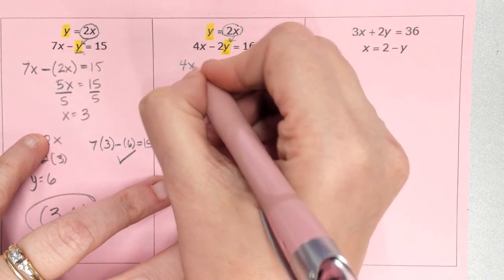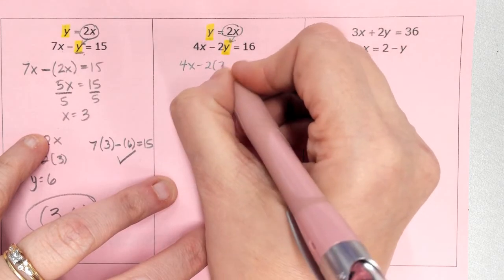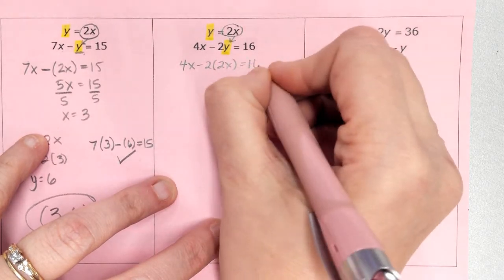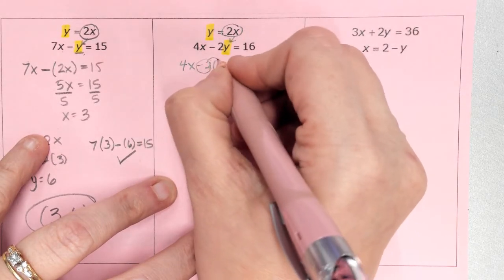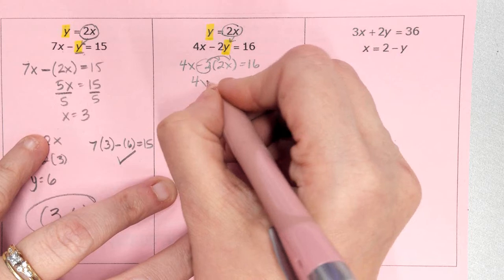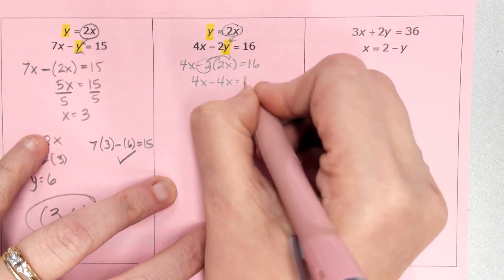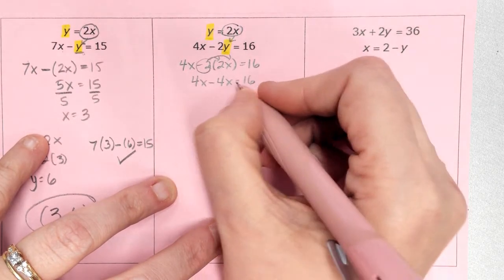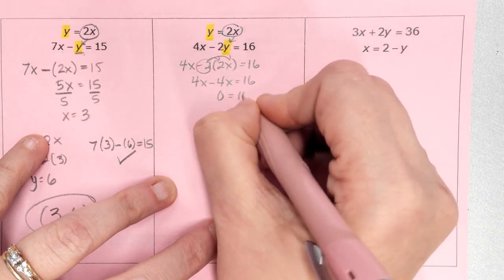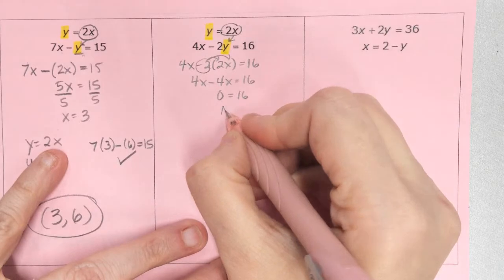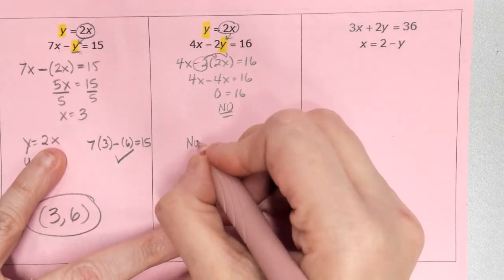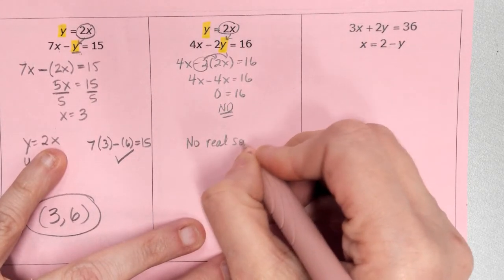So 4x minus 2 times y, which is 2x, equals 16. Okay? Now, I got to distribute this to solve it. 4x minus 4x equals 16. Well, 4x minus 4x is 0. Okay, this is weird. All I have is number equals number. Well, does 0 equal 16? No. So I have no real solution.